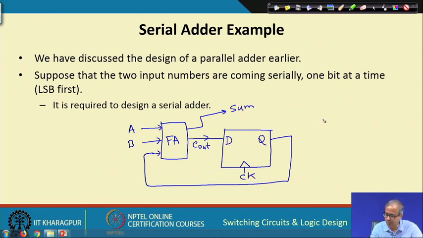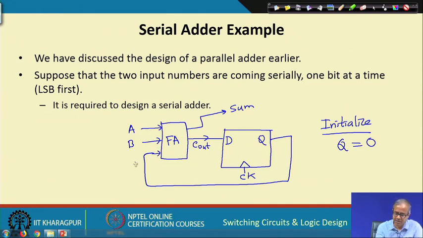And the only point to note is that this flip flop must have an asynchronous clear input, because we have to initialize Q to 0 before you start the addition. So, every time you add 2 bits, the previous carry will be coming, those 3 bits are added, you generate sum, you generate a carry, the new carry gets stored and the process continues.